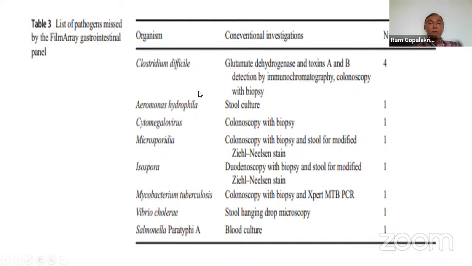For instance, in our case series, several of these C. diffs were missed by the GI panel. We had to do a C. diff specific two-stage EIA. Aeromonas, CMV, Microsporidia, Isospora, obviously GI tuberculosis would all be missed, and a couple of cholera and typhoid patients were missed as well on a stool rapid panel.